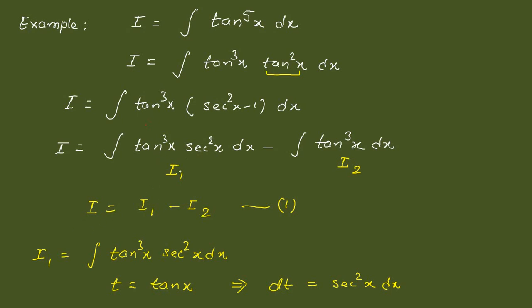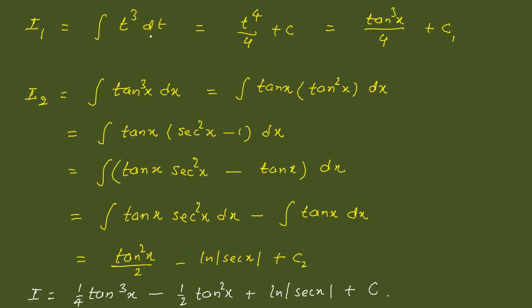So let us try to evaluate this first integrand, that is I1, and here we can see that tan cube x sec square x dx is there, so t is equal to tan x and dt is sec square x dx. And of course after integrating we will get tan to the power 4 by 4 plus c1.